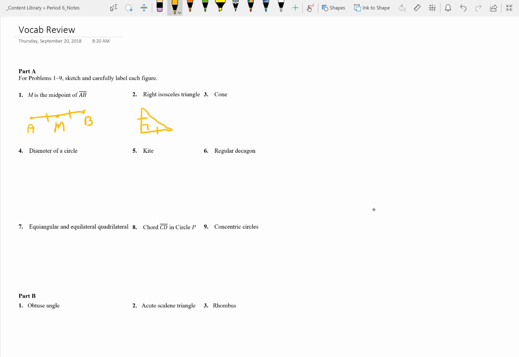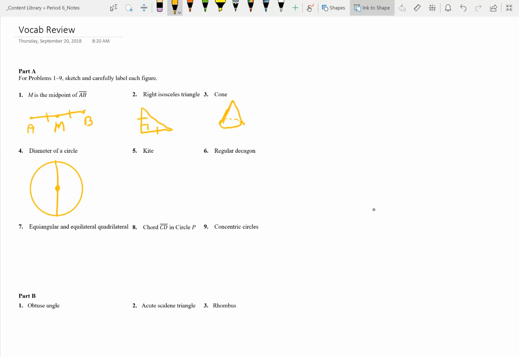A cone is going to look like this, dashed line in the back, point on top, and then connect them to the edge. Diameter of a circle, all right, so I'm going to go ahead and draw a circle, and then draw a line through the center point.